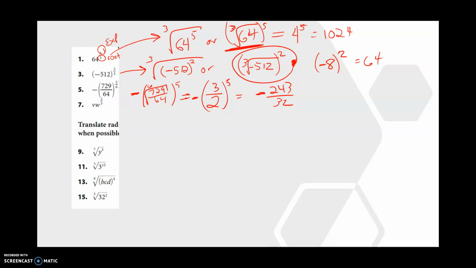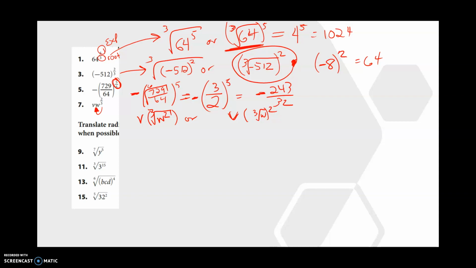Okay, number 7 brought something to our attention. You have to remember that the exponent only affects the thing it touches, unless it touches a parenthesis like this one did, and then it affects everything inside. So here, the V is just going along for the ride, isn't it? So I could write this two different ways. I could say V times the 3rd root of W squared, or V, the 3rd root of W squared, right?